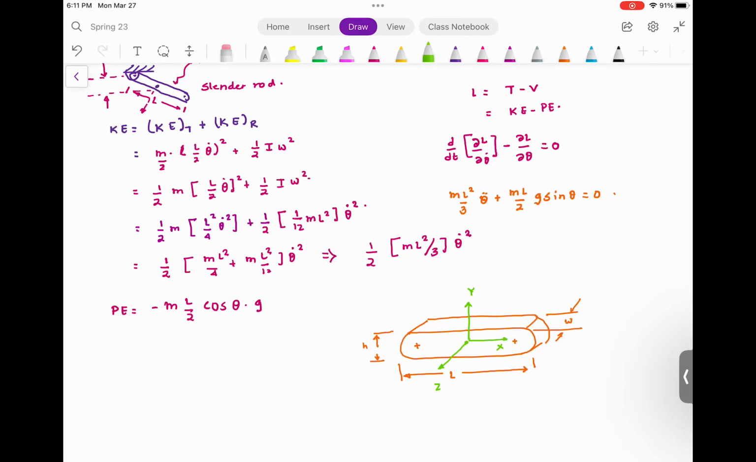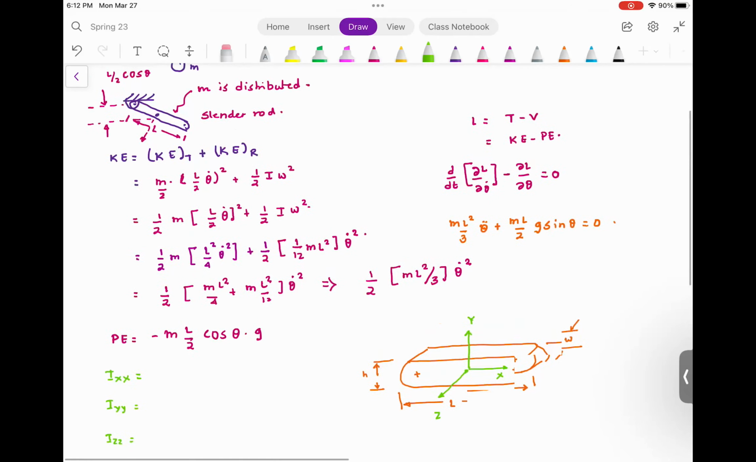Now, this three-dimensional object will have something called Ixx, which is mass moment of inertia about X axis. It will have Iyy, which is mass moment of inertia about Y axis, and it will have Izz, which is mass moment of inertia about the Z axis.